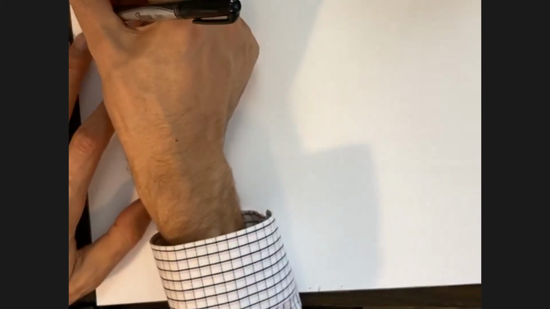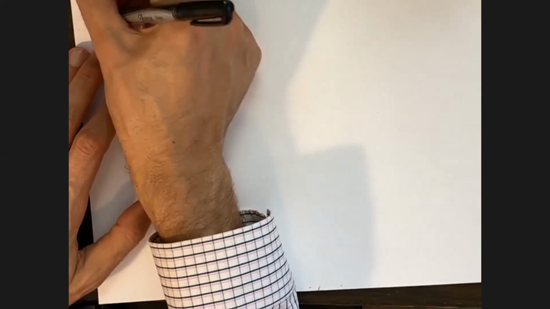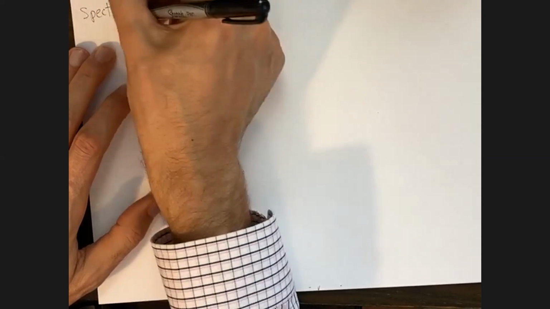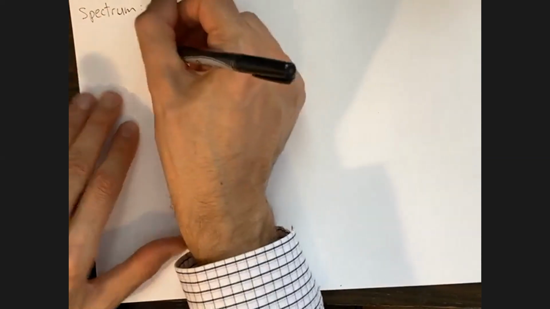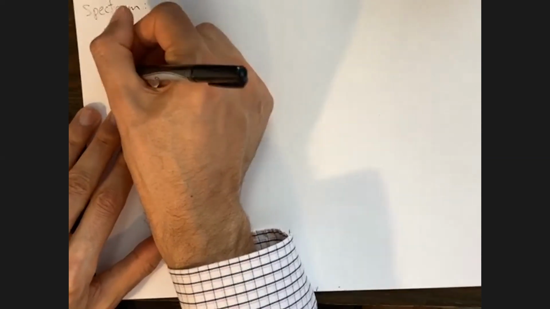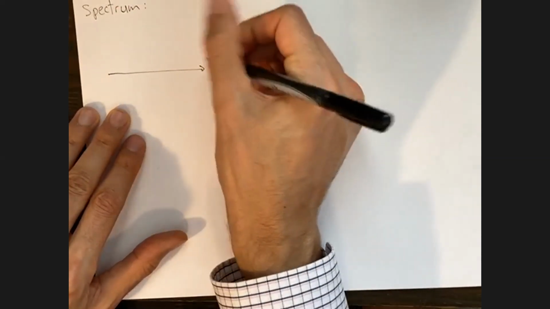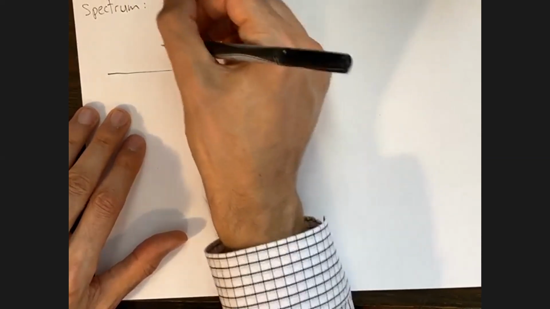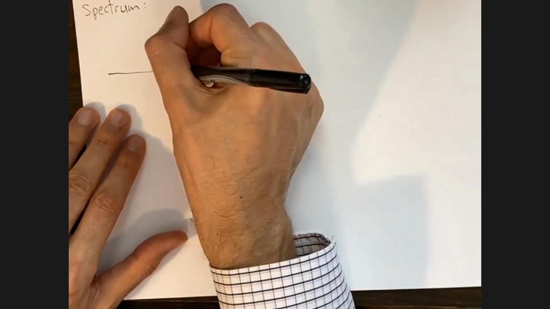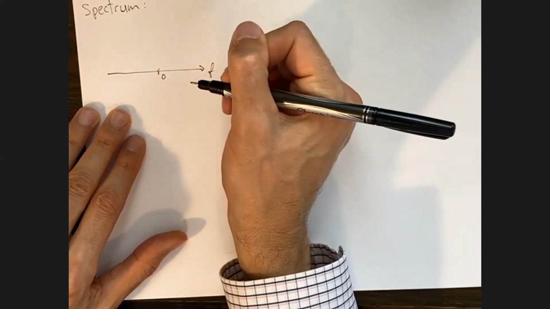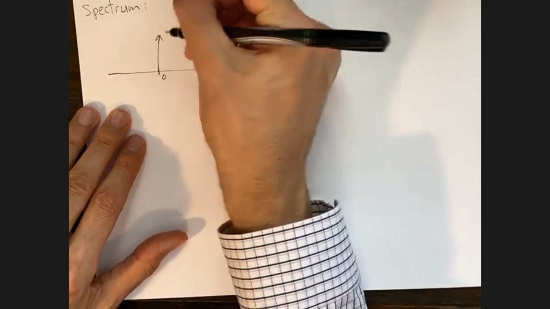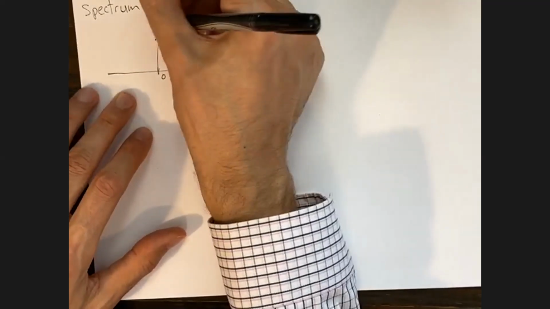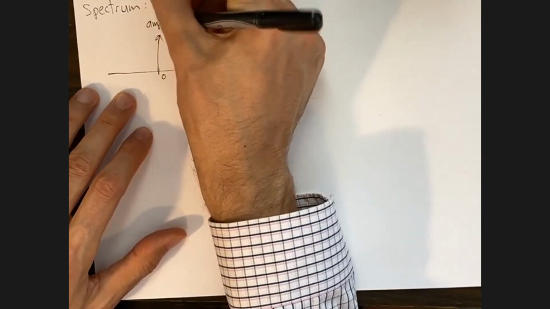So now I can represent the spectrum of the signal. A spectrum is a plot that shows frequencies on the x-axis, f, with the 0 frequency in the center. And on the y-axis, we show the amplitude corresponding to that frequency.